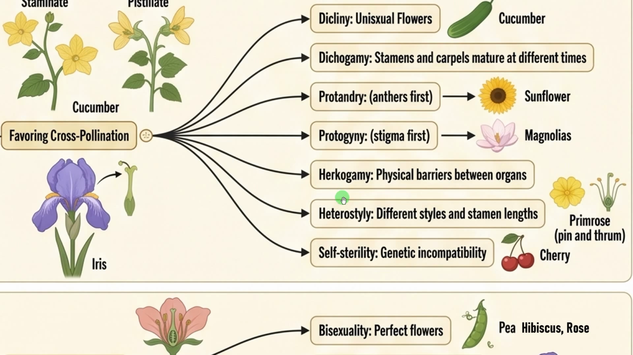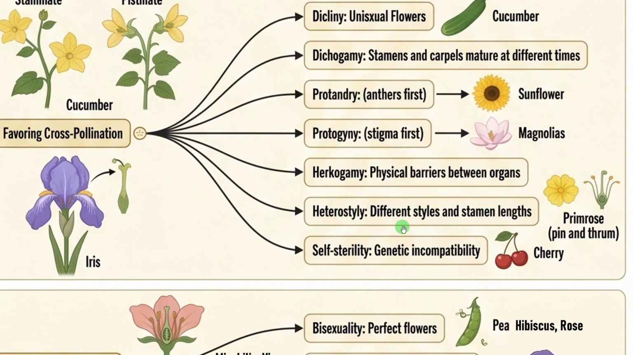The next feature is hercogamy. That means there are physical barriers between organs, as in iris, as in calotropis, that prevent self-pollination. Then there is heterostyly. That is different styles and stamen length, as in primrose. So that ensures the prevention of selfing or self-pollination. And finally, there is self-sterility or genetic incompatibility. The pollen grains falling on the stigma will not germinate because of genetic incompatibility, as in cherry, apple, etc. So these are the mechanisms that actually favor cross-pollination.